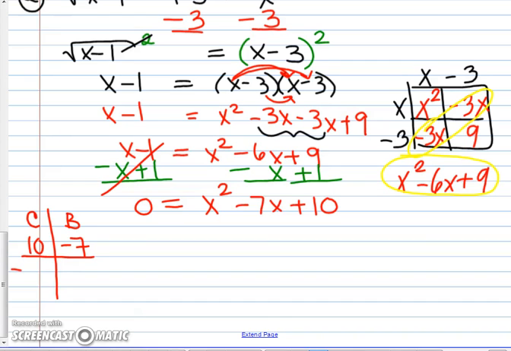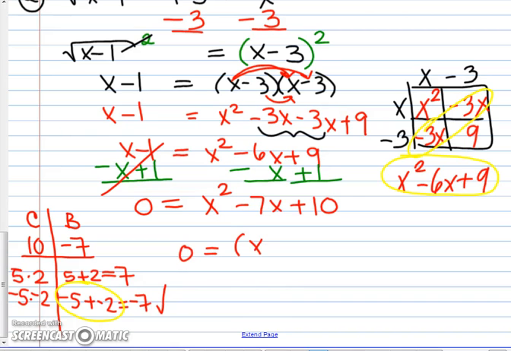2 and negative 5. Yeah, if we multiply, let's say 5 times 2, I know 5 times 2 is 10. And if I add them together, I get positive 7. So then our next hint is to multiply two negative numbers together. Negative 5 plus a negative 2 equals a negative 7. These two are my factors. So my factors are going to be 0 equals x minus 5 and x minus 2.